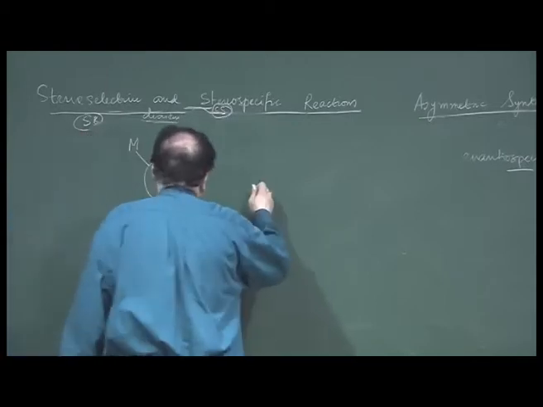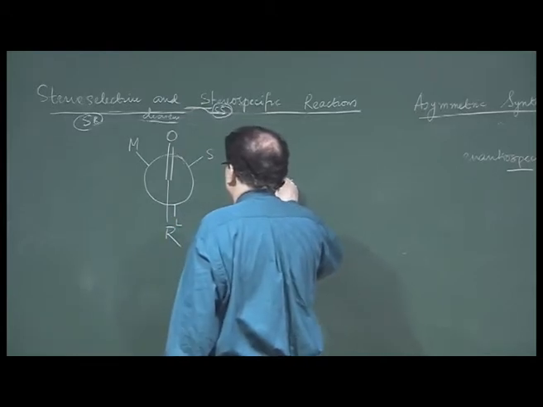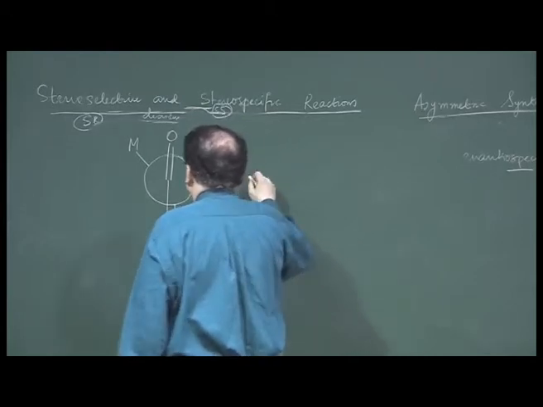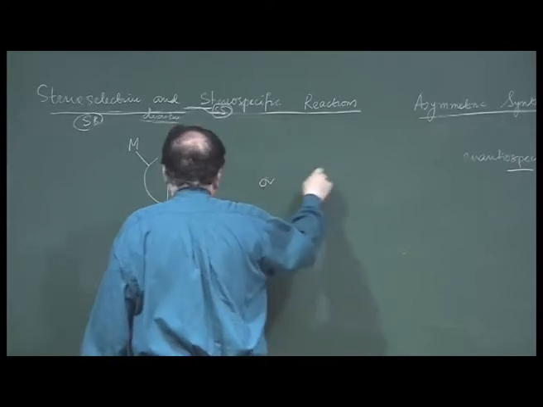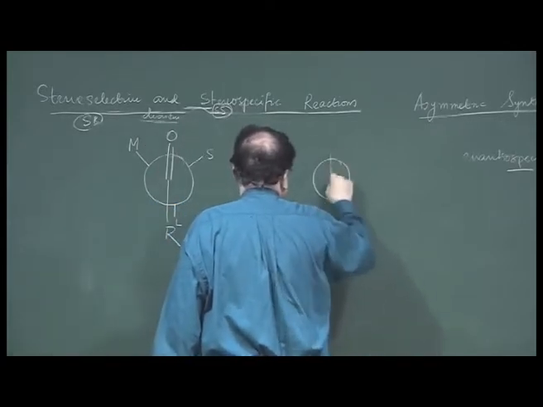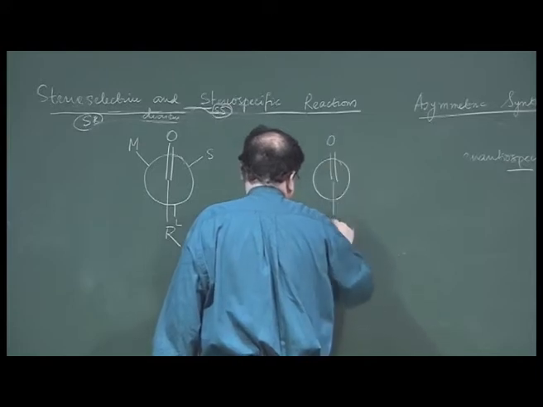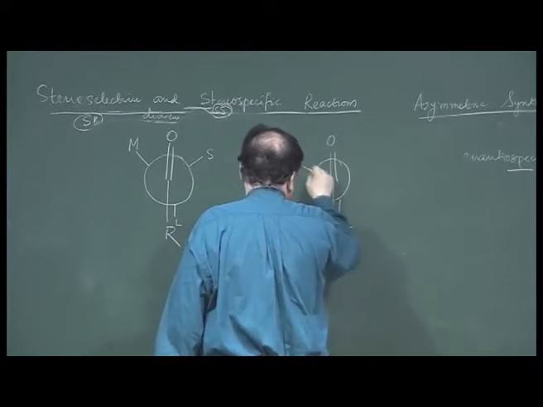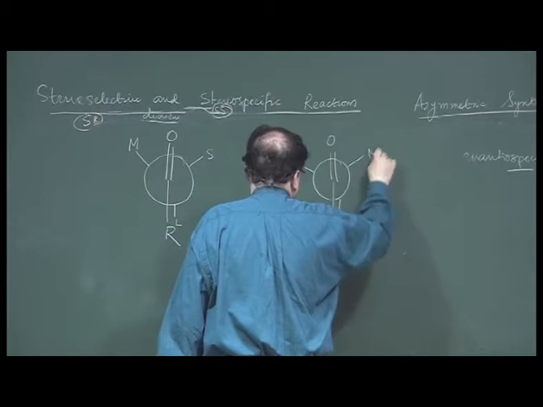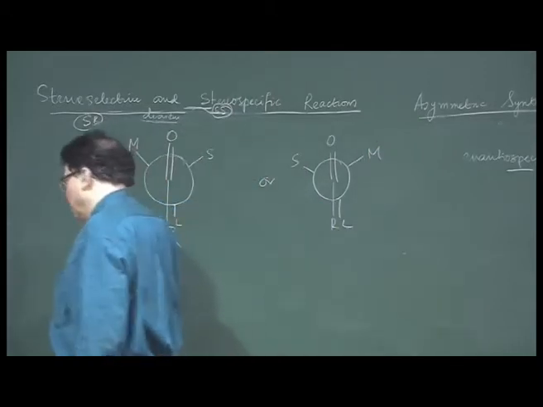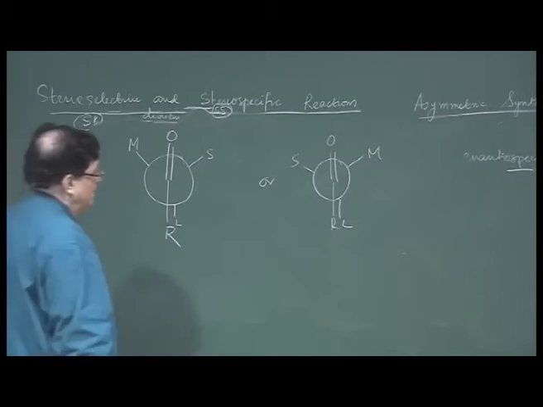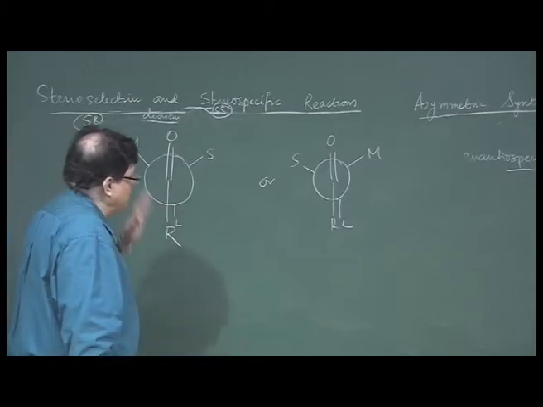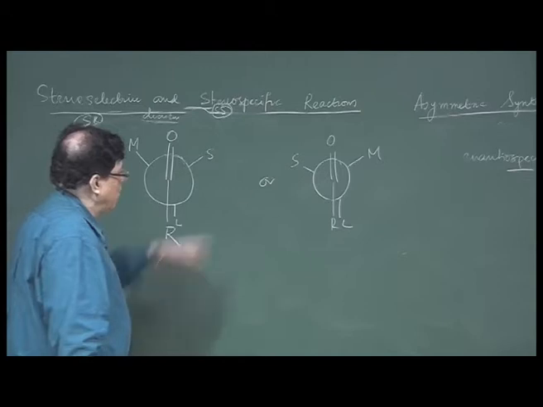or you can have another SML, depending on the chirality, again I say that you can have the other one also, R, L, S here or M there. But for a particular compound you will have only one set. I will go through the example. So, the most preferred conformation will be this or this one.